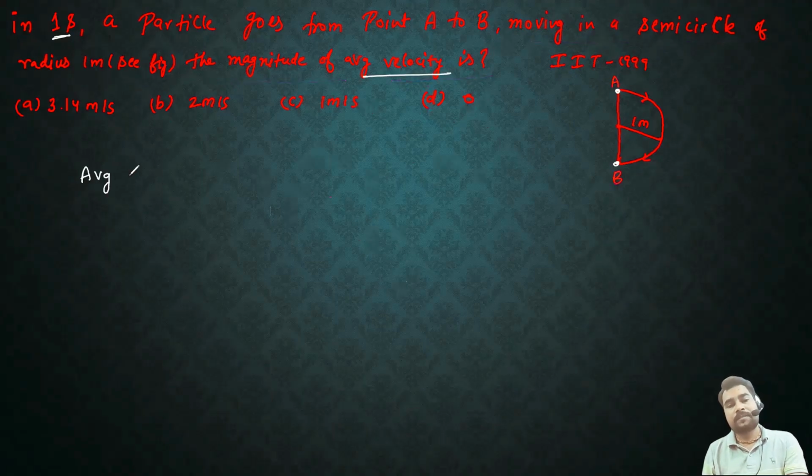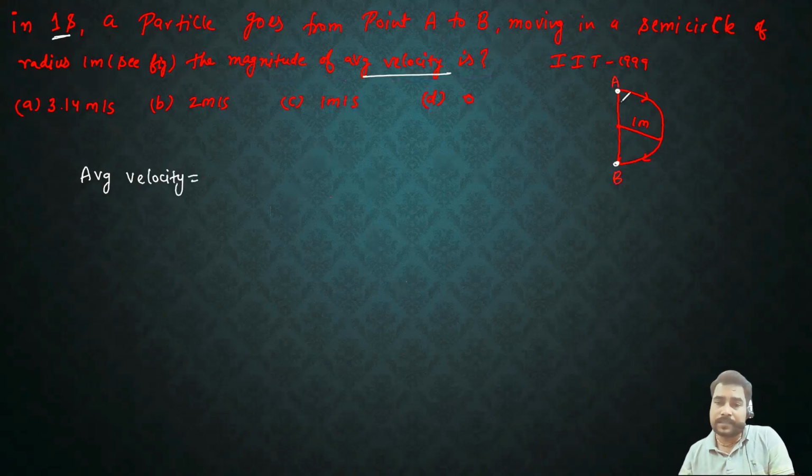For average velocity, I need displacement, or rather total displacement upon total time. So in this case, displacement is going to be this one, right? Which is obviously 2 meter because it is the diameter of a semicircle, and the semicircle has radius 1 meter.